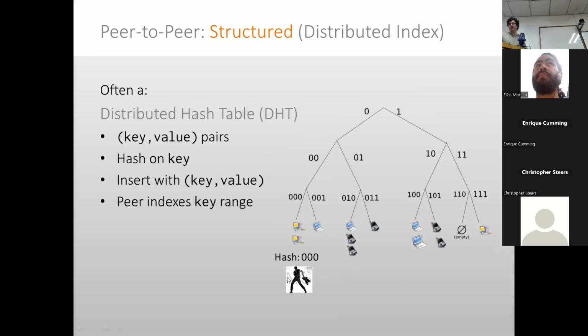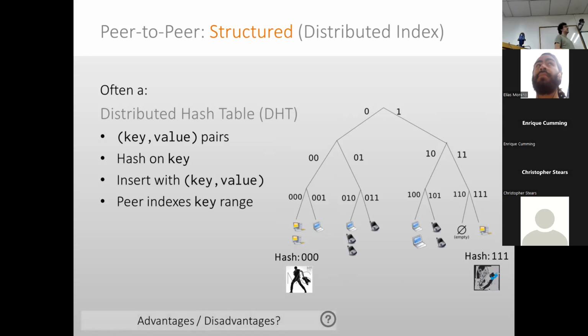So if Ricky Martin's new album, the hash that we use starts with 000, for example, then it will be indexed, copied, replicated on these peers here. With a hash 111, the Pixies album would be stored here. Advantages, disadvantages. Major advantage here: we can find out much more efficiently now which peers have which data using the hash.